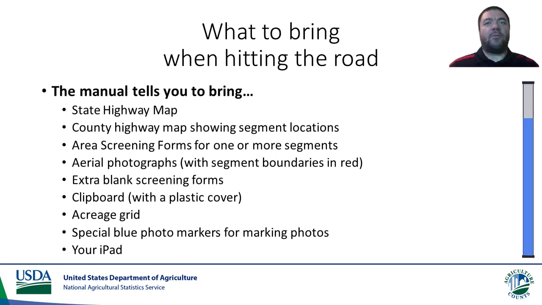Now that we've talked about precautions you need to take when you're going out and visiting the segments you are going to pre-screen, I want to remind you of some general things regarding field visits to these segments. The manual tells you to bring things like state highway maps, county highway maps, copies of the pre-screening forms for the segments you are visiting for that day, copies of the aerial photo, extra blank screening forms, a clipboard, perhaps one with a plastic cover to protect it from the weather, your acreage grid, the photo markers, and your iPad.